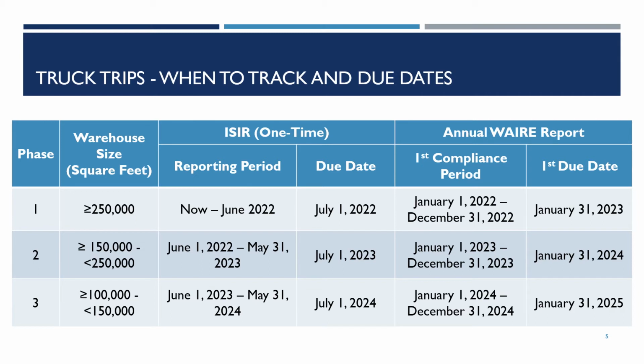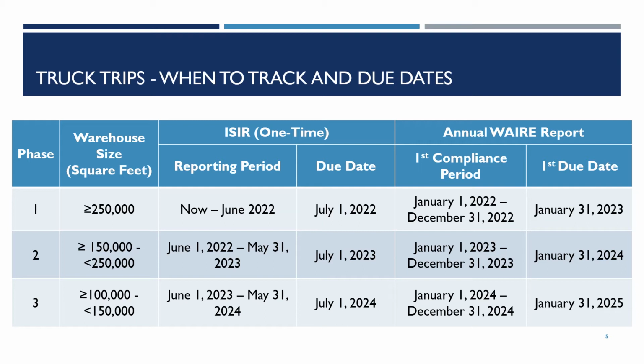Warehouse operators will need 12 months of truck trip data for the ISIR, and will need truck trip data through the end of each compliance period for the annual WAIRE report. Keep in mind that for warehouses greater than or equal to 250,000 square feet, truck trip counts should begin now in order to collect 12 months worth of truck trip data. Truck trip counts are due based on warehouse size and first compliance period, as shown here.